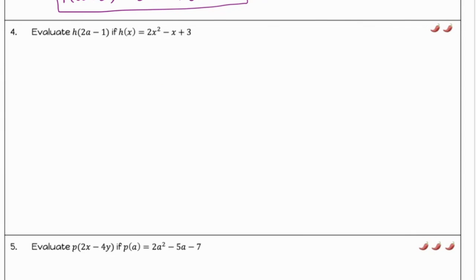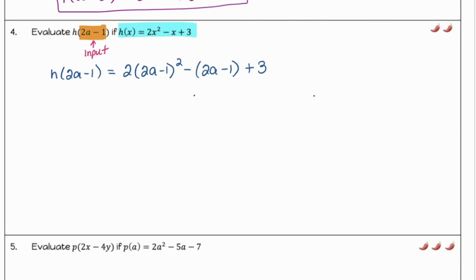All right, so it says evaluate h. H is our function. Our input is 2a minus 1. Our original function was this h of x. But again, we don't want an x anymore. We want our new input. What I'm going to do is replace all the x's. All right, at this point, it's all about my algebra skills. So I need to do distribution. I need to combine like terms. So I'm going to quickly do that and get to my final answer.